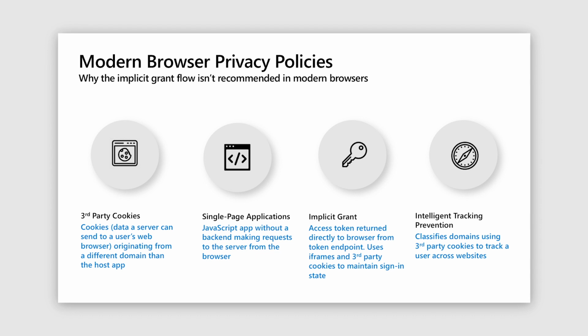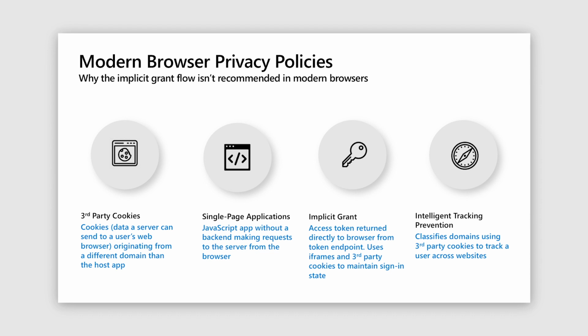So, what does this have to do with identity? For a long time, an authentication flow called the implicit grant flow was the recommended way for single-page applications to acquire a token in the browser from an identity provider such as the Microsoft Identity Platform, and then use that token to access user resources.